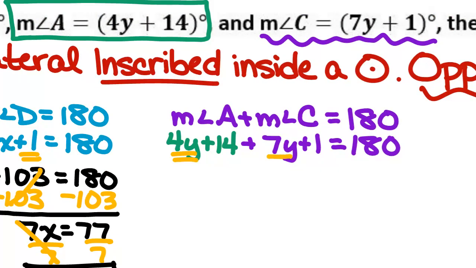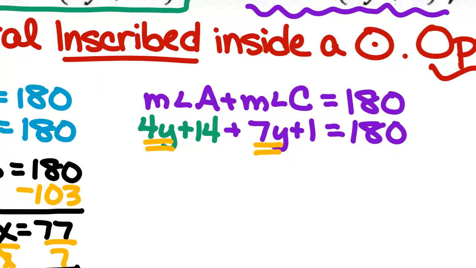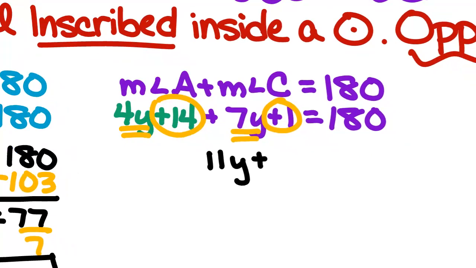I've got my y's to combine. What do you get when you add 7 and 4 together? 11. So I have 11y plus, and then we have to combine the 14 and the 1 together. What does that give me? 15. So 11y plus 15 equals 180.